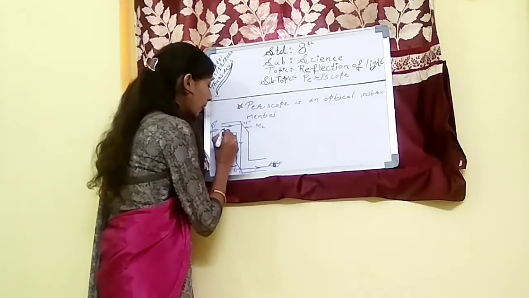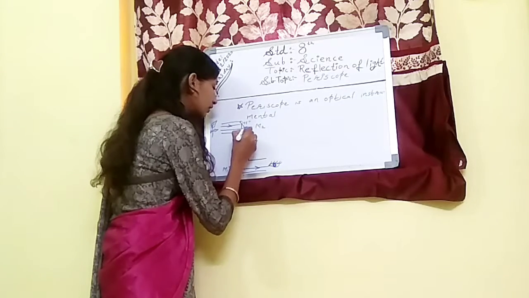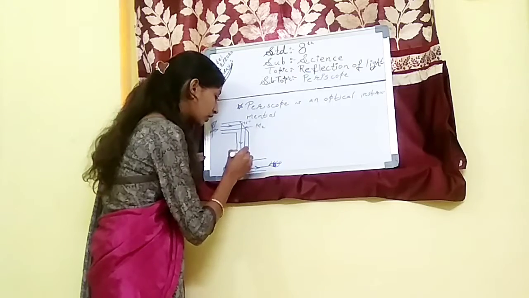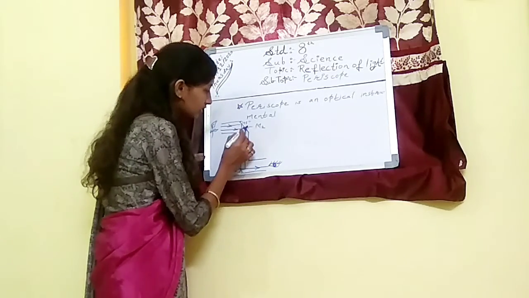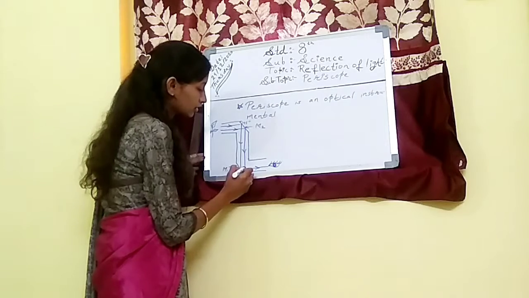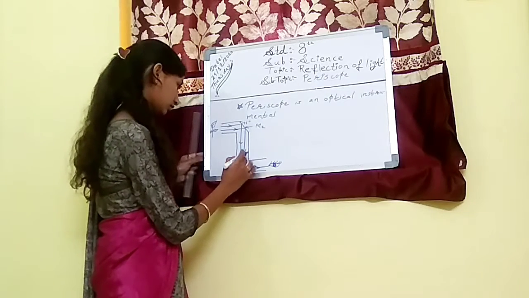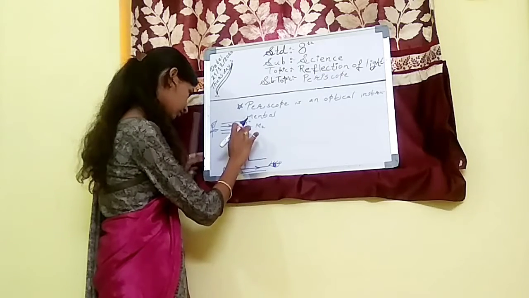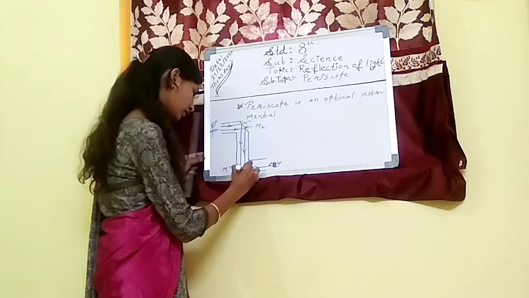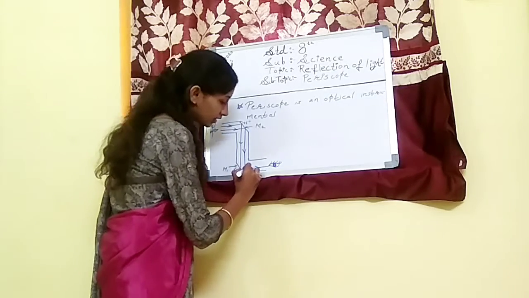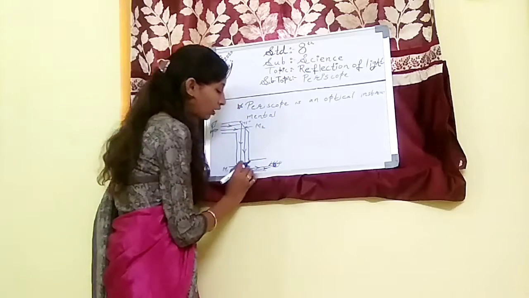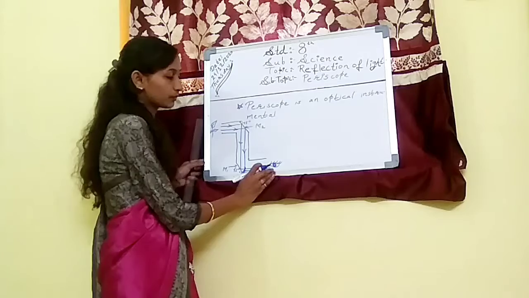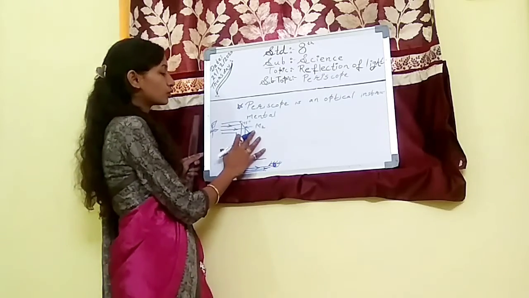Okay. Similarly, the other rays will also fall on mirror 1, then thereafter mirror 2. From mirror 2, reflection was made on mirror 1. Then this ray will fall onto our eyes, and the image of this plant will be created here.